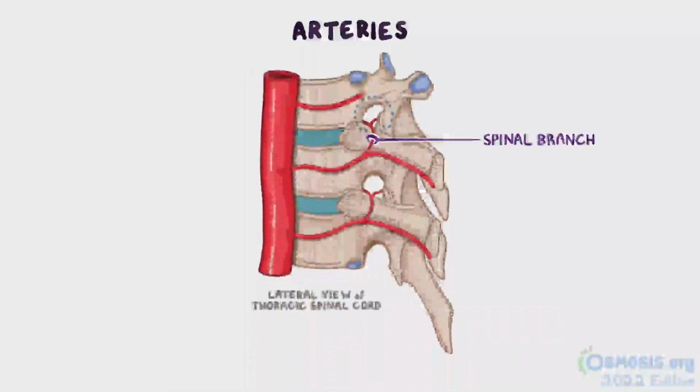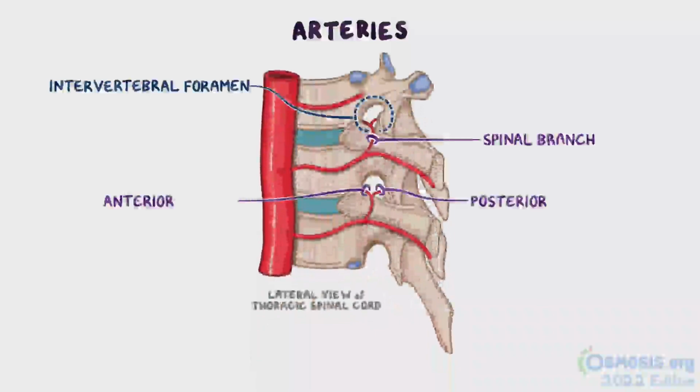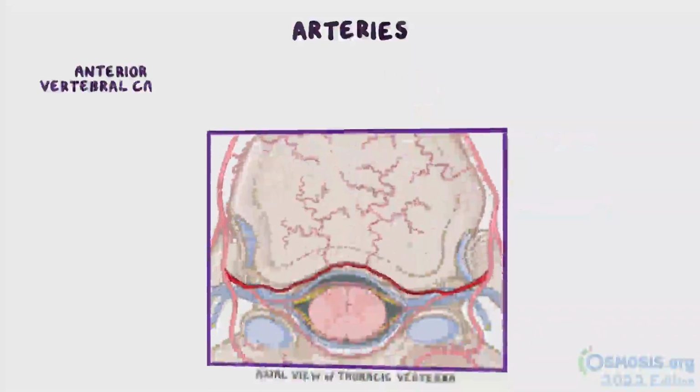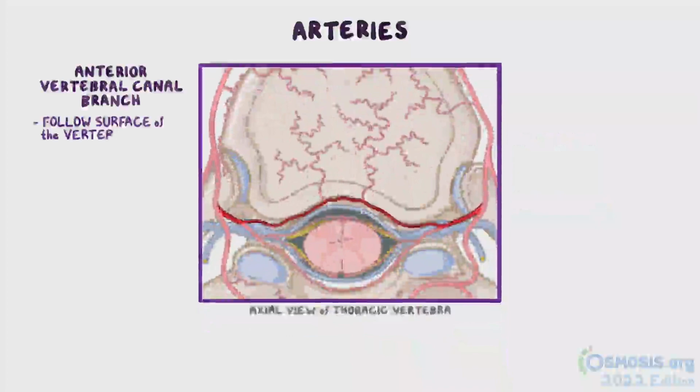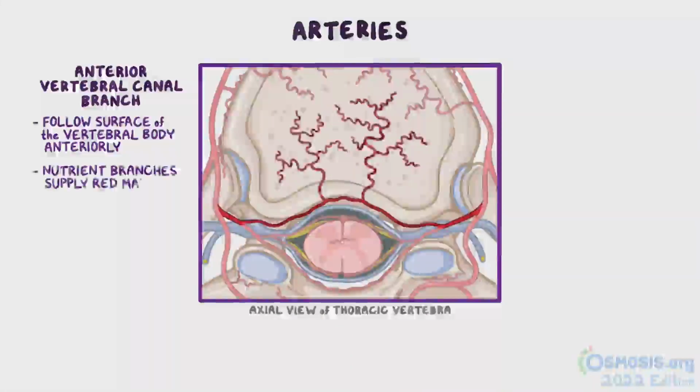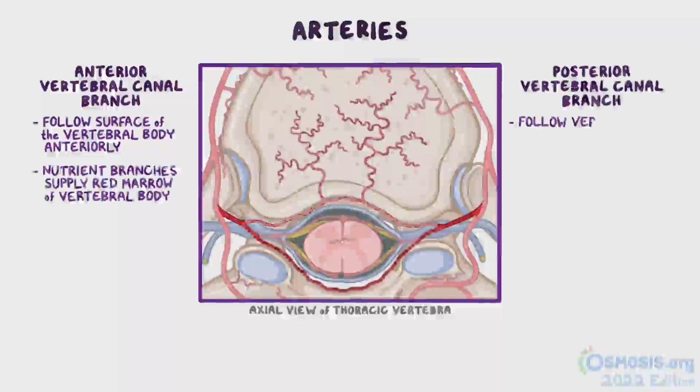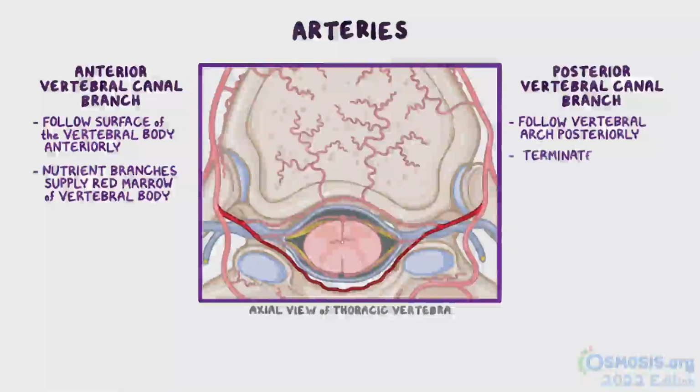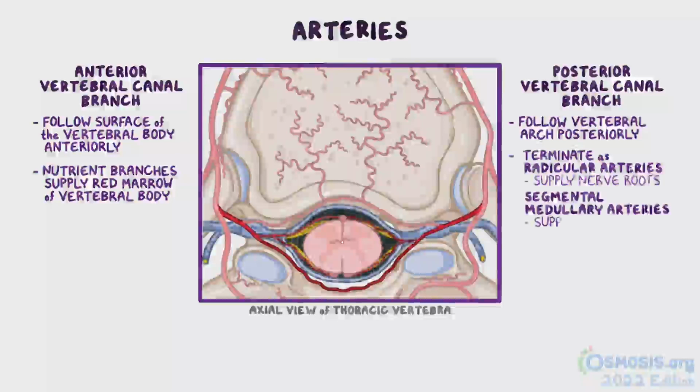Spinal branches pass through the intervertebral foramina and divide into smaller anterior and posterior vertebral canal branches. Anterior vertebral canal branches follow the surface of the vertebral body anteriorly within the vertebral canal. Here, these arteries send nutrient branches that supply the red marrow of the vertebral body. Posterior vertebral canal branches follow the vertebral arch posteriorly within the vertebral canal. These branches terminate as radicular arteries that supply the nerve roots and segmental medullary arteries that supply the spinal cord.